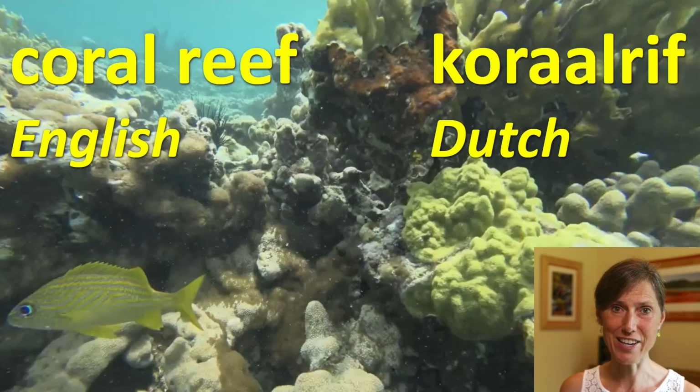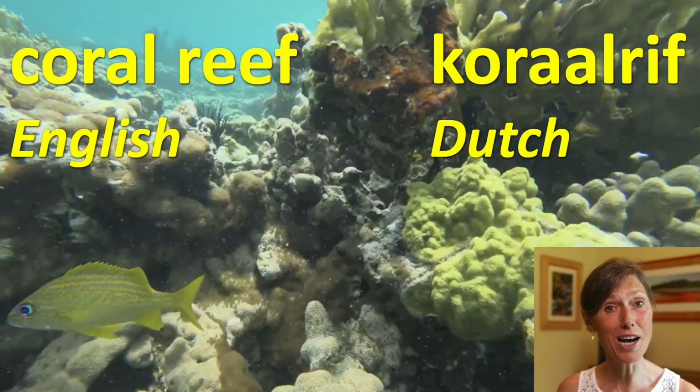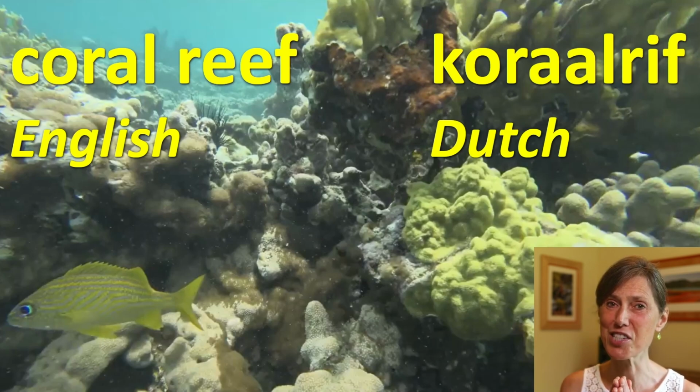Dutch lesson for today. Coral reef in Dutch is called koraalrif. Repeat after me. Koraal obviously means coral. Rif means reef. Put the two words together because Dutch people love to stick words together. It's coral reef, koraalrif.